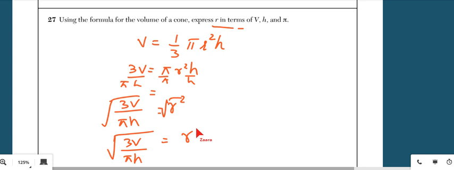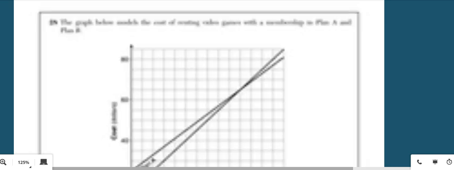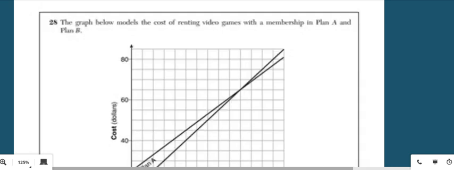3V over pi. Yeah. Okay. So this is just by using the basic operations of algebra. Okay. Look at the next question.